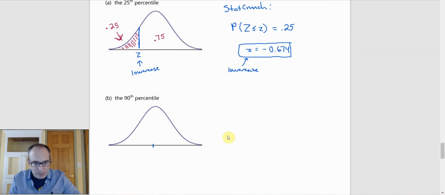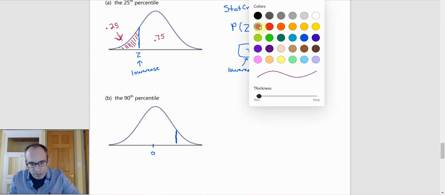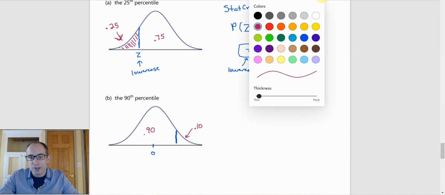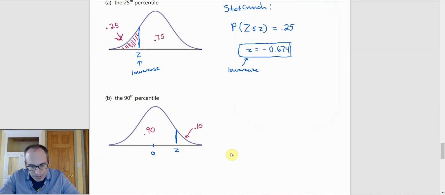So let's see, I guess we still got 0 in the middle, right? This is still standard normal. 90th percentile should have 0.9 to the left, which is quite a bit. So it should have 0.9 to the left and therefore 0.1 to the right. So maybe something like this, right? I'll change the color a little bit. We're going to have 0.1 there and then 0.9 back here, right? And then we're looking for that cutoff that'll give us the 0.9 below it and the 0.1 above it. So that's where our little z is.